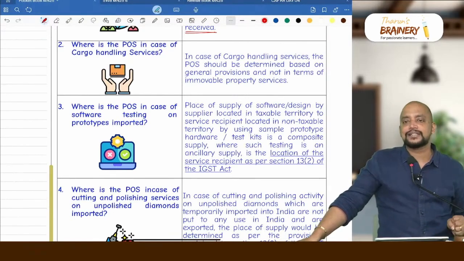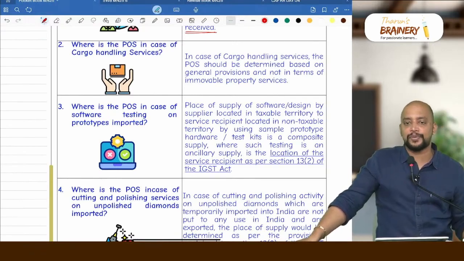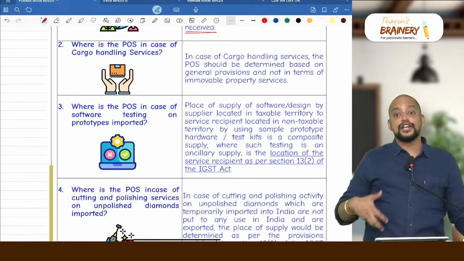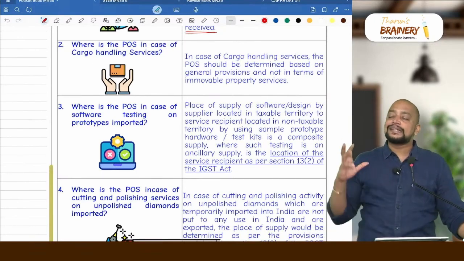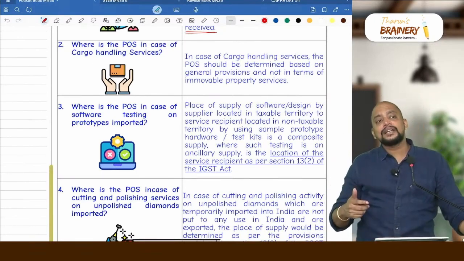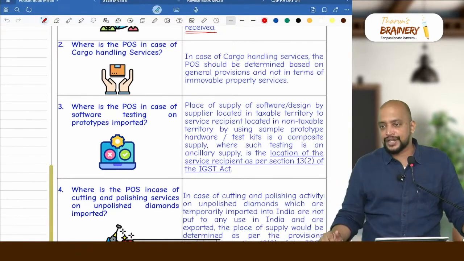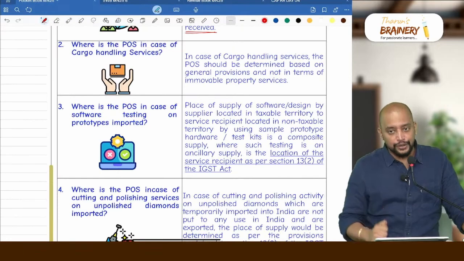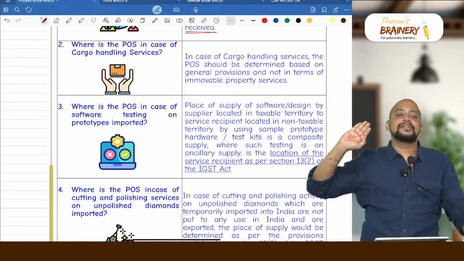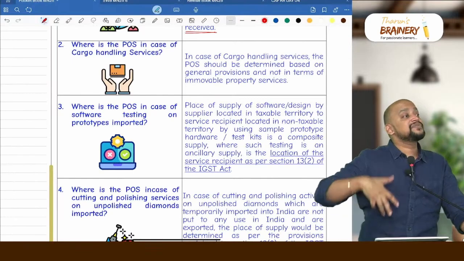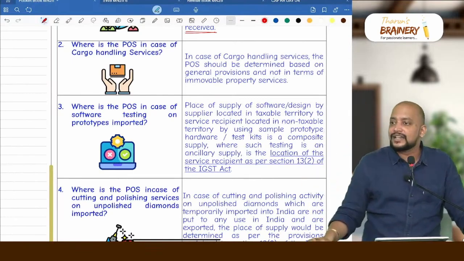But this cargo handling service can be interpreted to be renting of immobile property, because they are providing service in relation to immobile property by storing the goods. But CBIC clarified that cargo handling service is way beyond warehousing services. They are not just doing warehousing, they are acting as a custodian to the goods. Due to that reason, it cannot be interpreted as service in relation to immobile property, and as we don't have any other specific provision, general provisions will be taken. Is it clear or not?